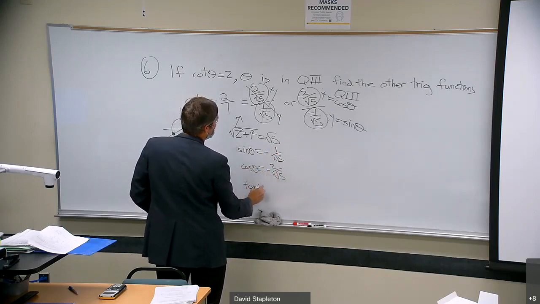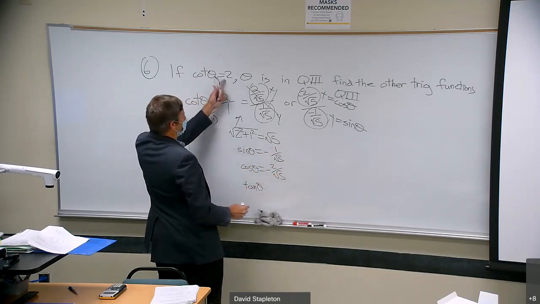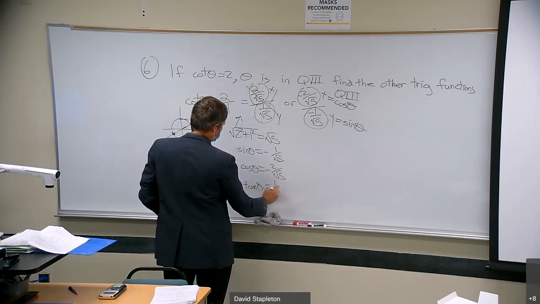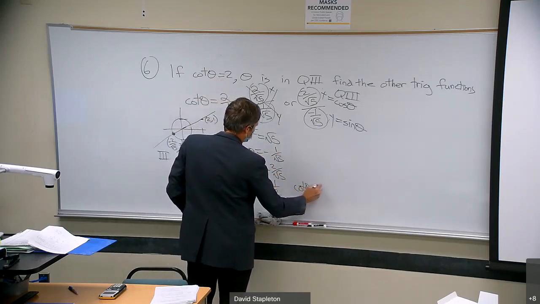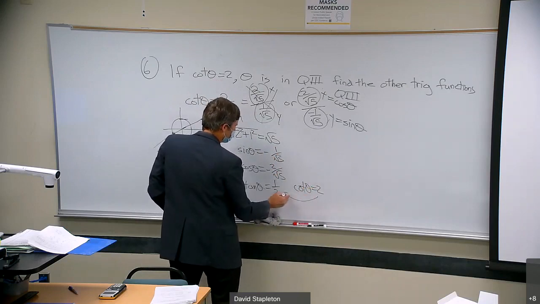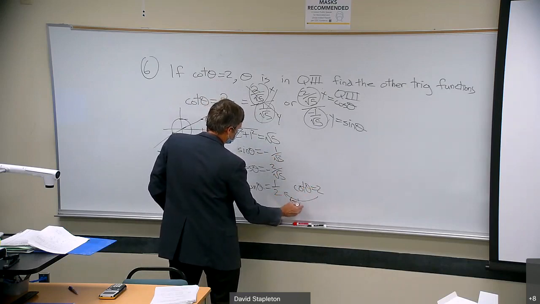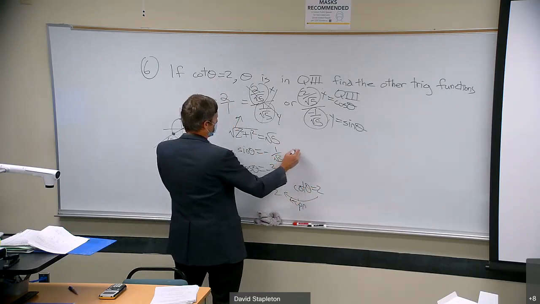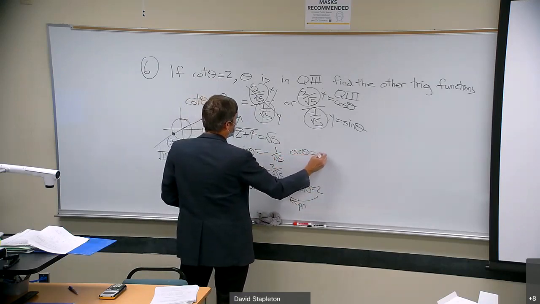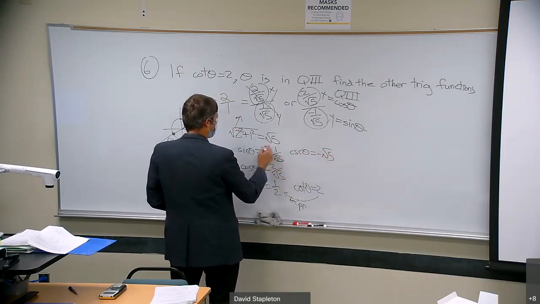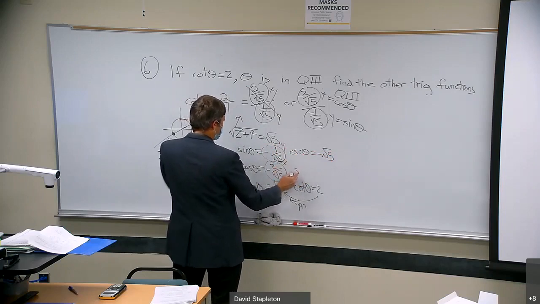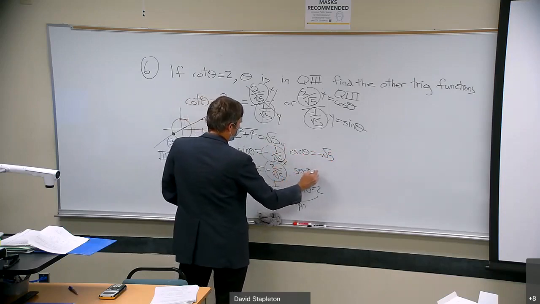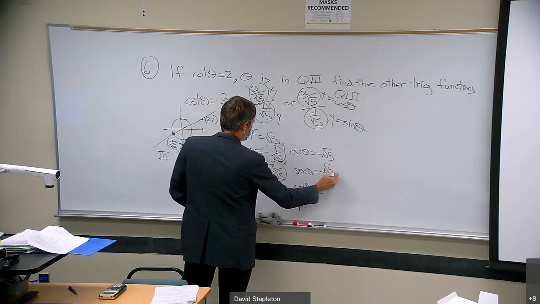Tangent is y over x. You could get that easily just by taking the reciprocal of cotangent: 2 is 1 over 2. Cotangent was given. And then the cosecant is the reciprocal of sine, is minus square root 5. This one you just put in the y coordinate, this one you put in the x coordinate. And then secant is the reciprocal of this one. It's minus square root 5 over 2.